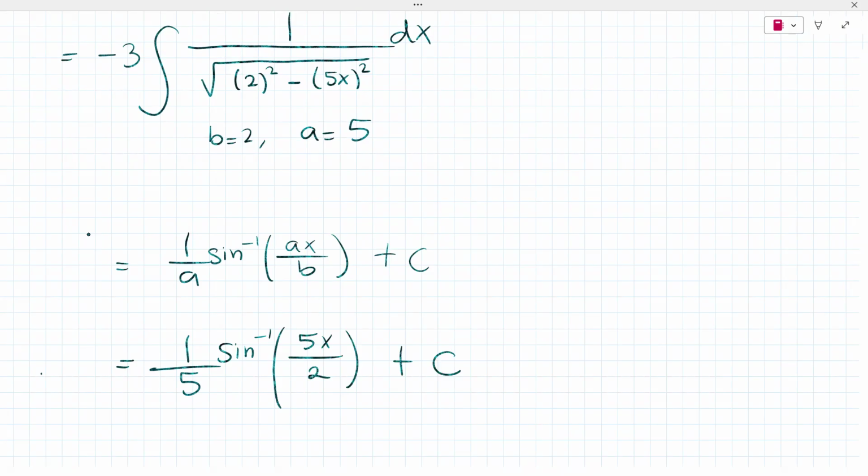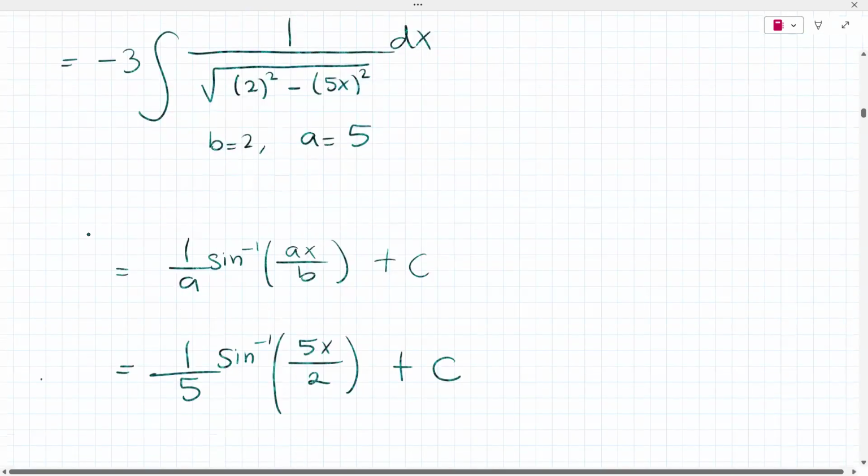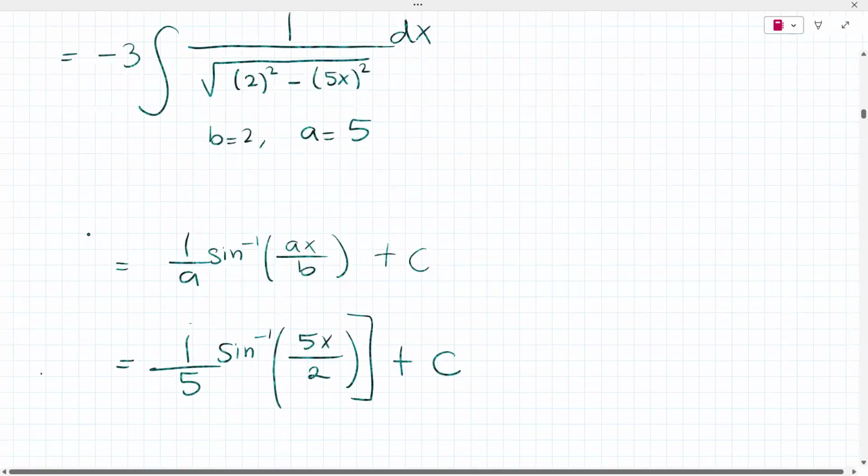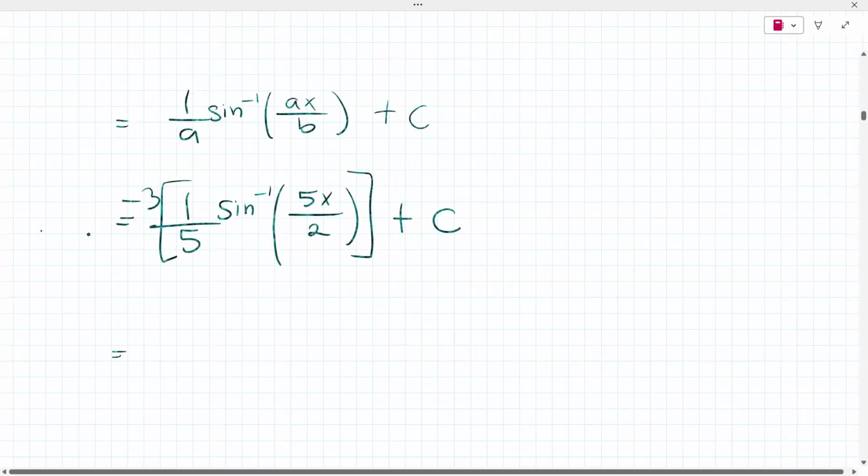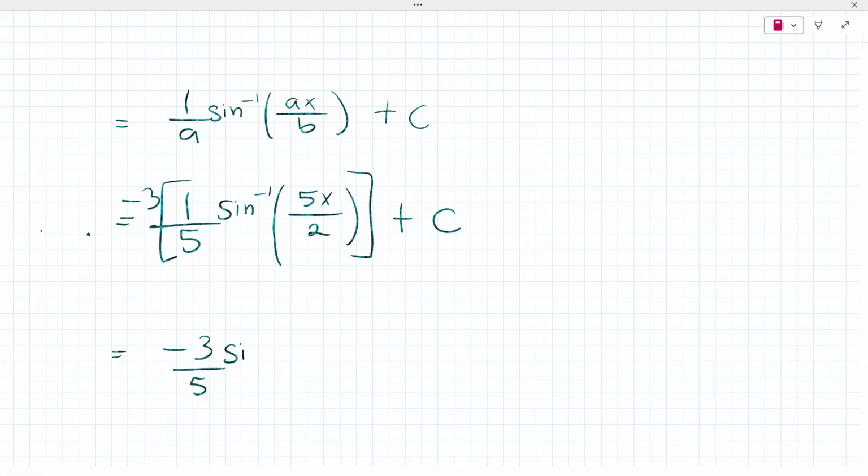And also, don't forget, we took out a -3. So you've got to multiply everything by -3, right? So your final answer will be -3 fifths sin inverse of 5x over 2.